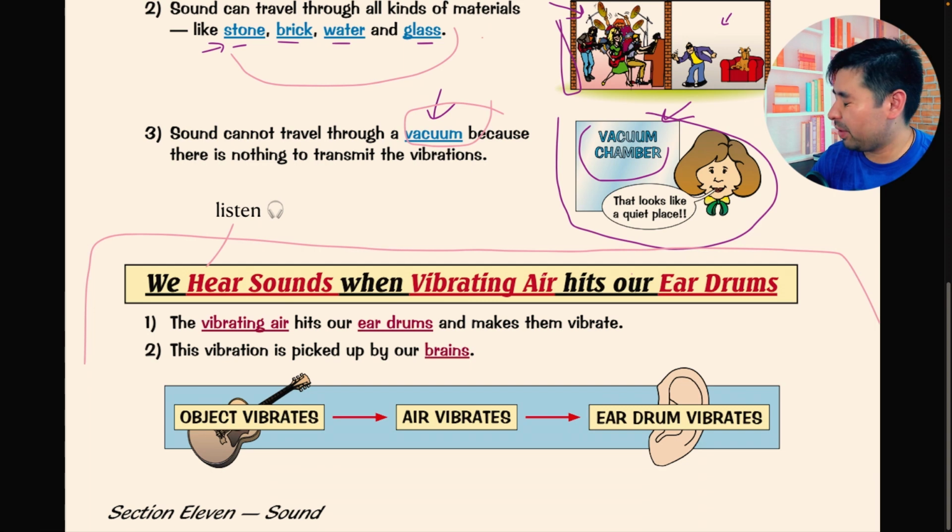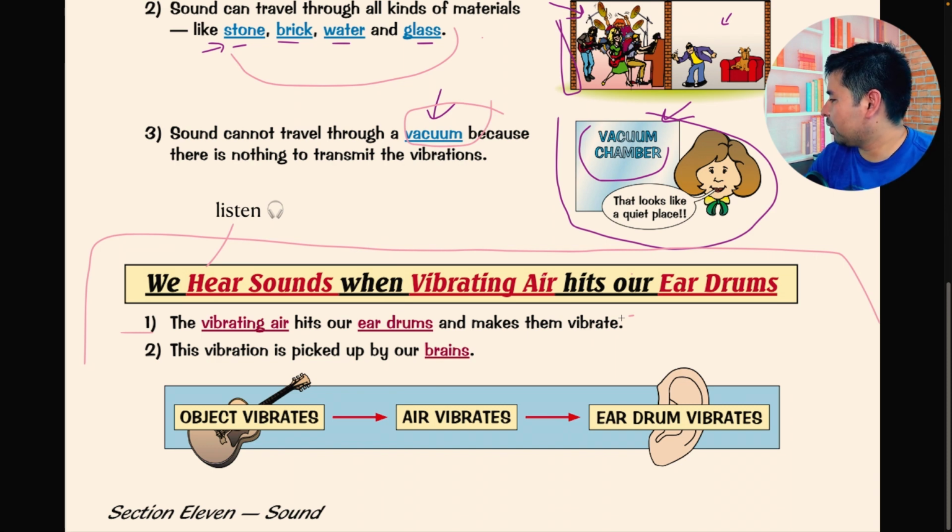Okay, so let's get back here and see what we have. Again, we hear sounds when vibrating air hits our eardrums. So number 1: the vibrating air hits our eardrums and makes them vibrate. So we are learning here that sound is basically vibration. We hear the sound. Why? Because it makes our eardrums vibrate. So it seems that the connection from one point to another point of the sounds is by vibration.